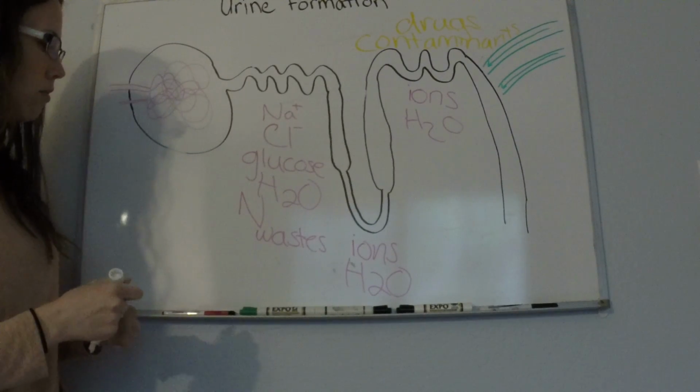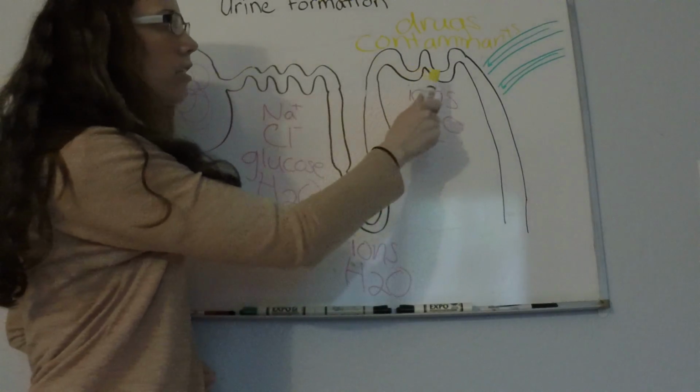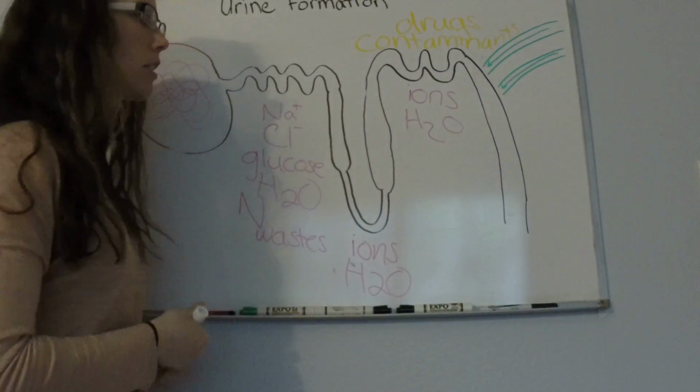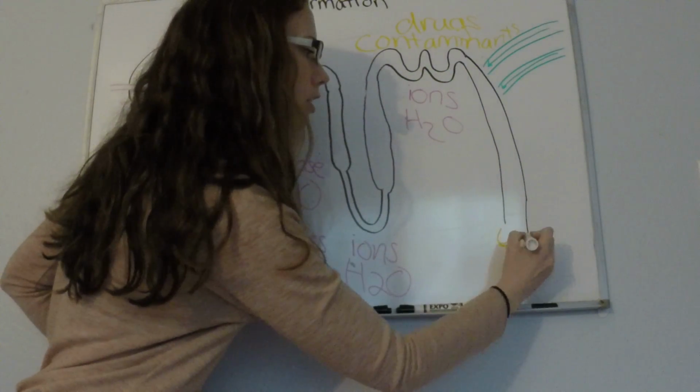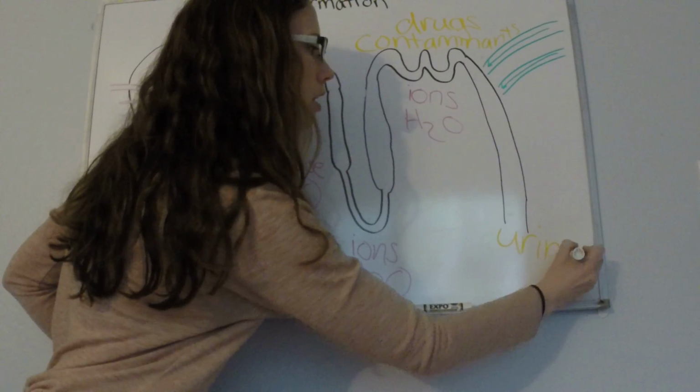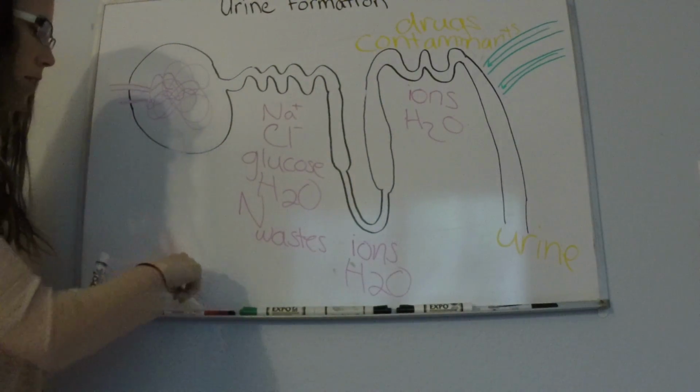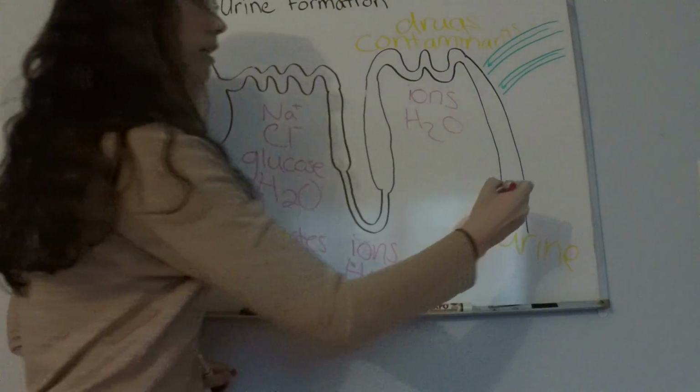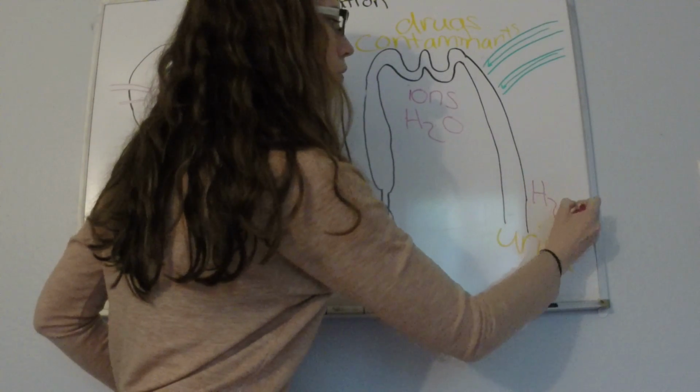And so all of this is considered filtrate. Once you get to the collecting duct, it is considered urine. So here we have our urine. And pretty much the only thing being reabsorbed in our collecting duct is water.